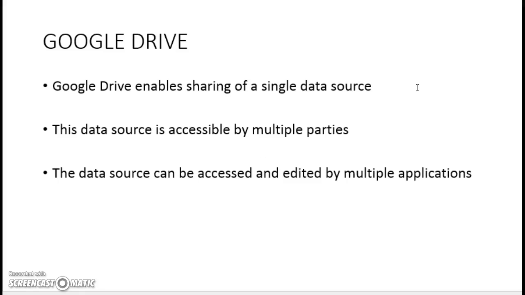So why do we consider Google Drive to be a shared data architecture? Because it enables us to share a single data source to multiple people, multiple parties. For example, a lot of different friends of ours who we want to see a single document. Also, other than just being seen by different parties, they can be edited by multiple applications. Inside Google Docs itself, we have several different third-party apps, for example, creating Word apps or inserting images or image editing. All of these can access a single data source thanks to the shared data architecture from Google Drive.